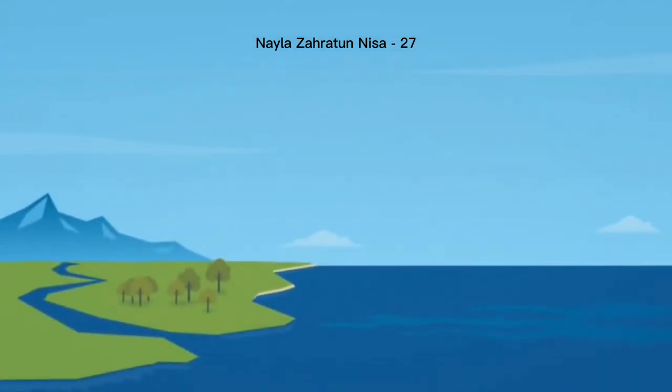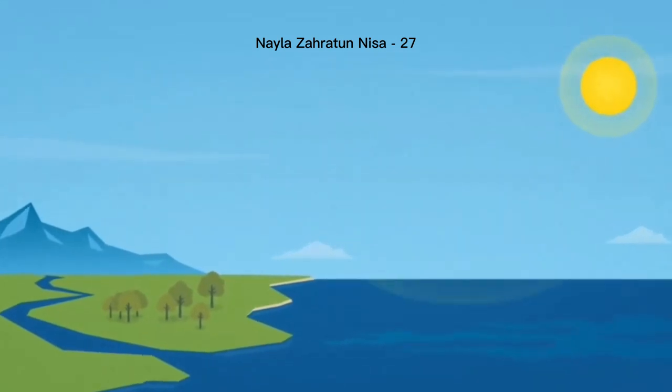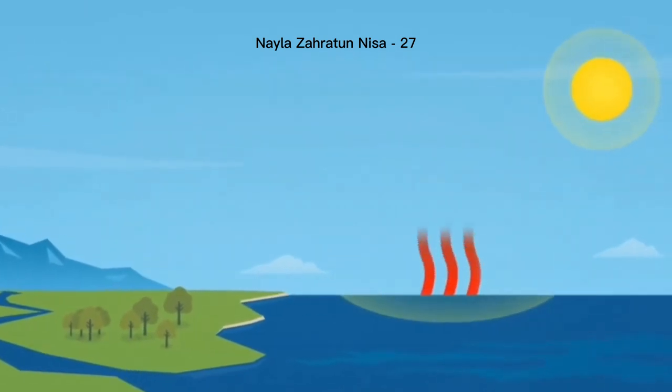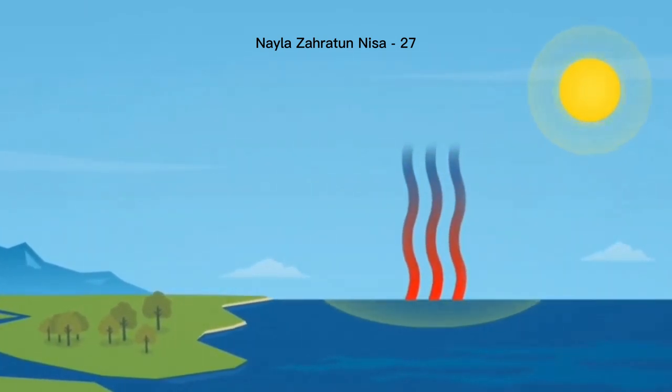The first thing we will need is the sun. When the sun shines on water on the surface of the earth, the heat of the sun warms the water and turns it into an invisible gas called water vapor. This process of water becoming gas is called evaporation.